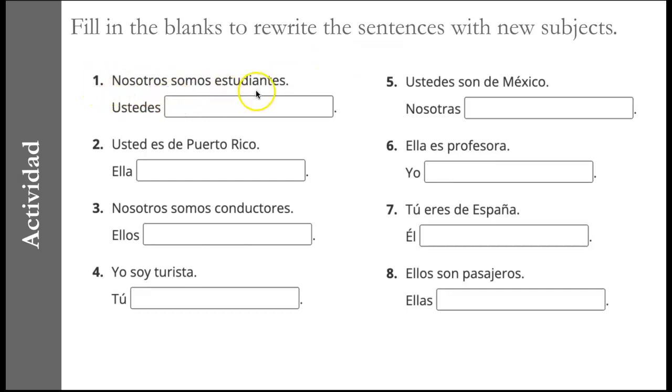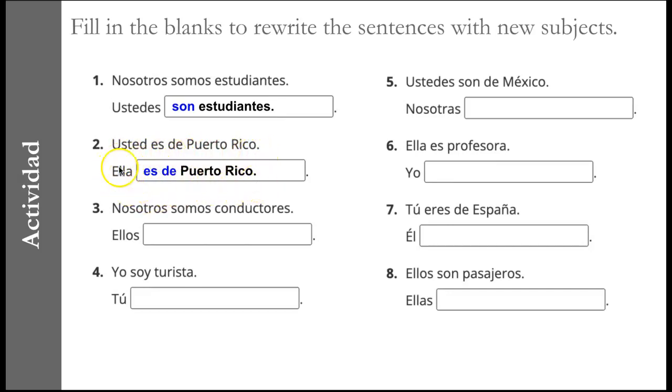So the sentence here, for example, in number 1 is nosotros somos estudiantes, we are students, and then you want to change it to ustedes, blank, right? You all are students, right? And so on. So you're going to pause here to work on this, and then I'm going to show you the answers in the next slide. Okay, so the answers are: ustedes son estudiantes. Ustedes is the subject, so the verb has to be conjugated according to the subject. Son, ustedes son, and then estudiantes. You all are students.